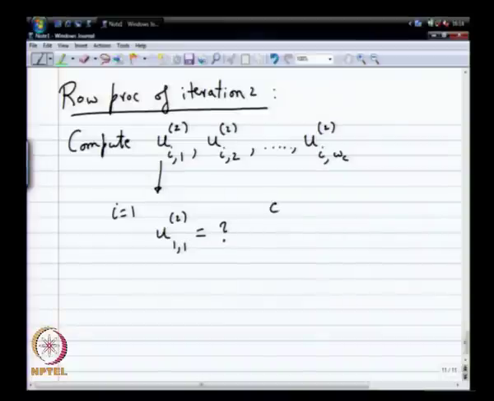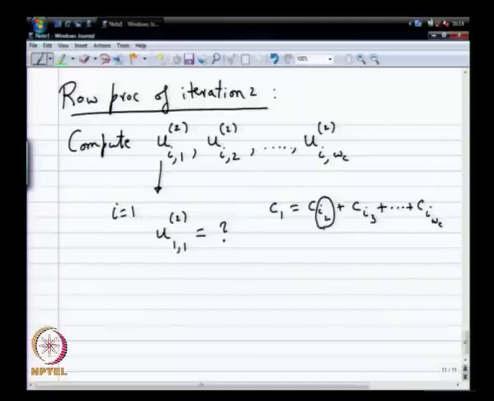Remember what my equation was, C1 equals Ci2 plus Ci3 and so on till Ciwc. Now for the I2th bit, originally I used Ri2, but now I will be using Vi2. I do not know the number exactly, but I will be using something. What is that number? Why did I put a question mark there?